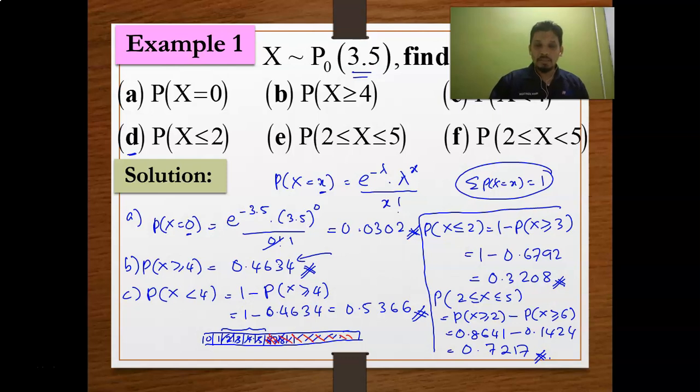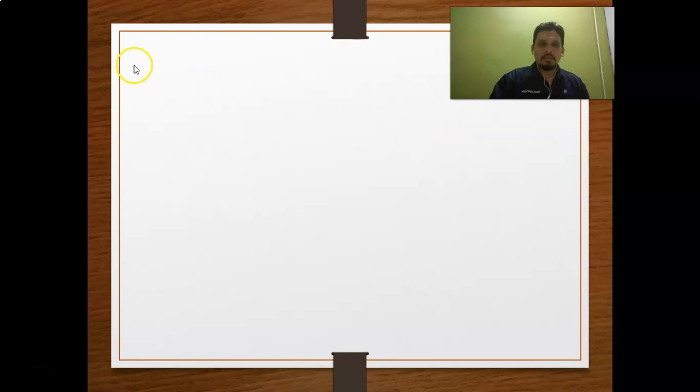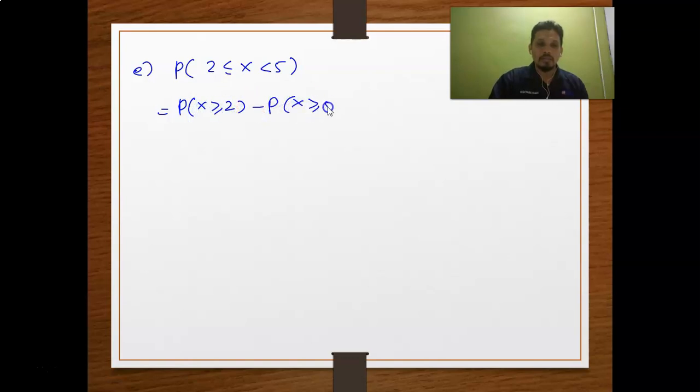The last final one then, E. Probability of x from 2 to 5, including 2 but not including 5. Which means we're talking about the probability of x equal to 2, 3, and 4. So we come out with probability of x greater than or equal to 2 minus probability of x greater than or equal to 5.